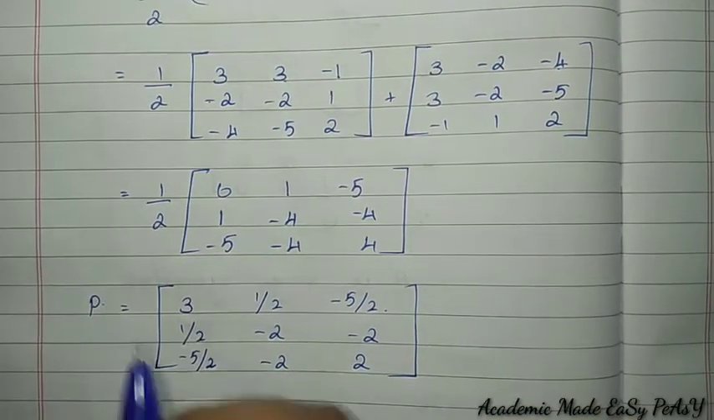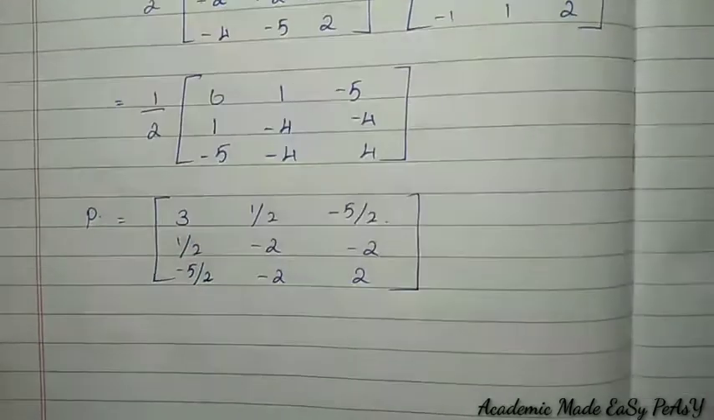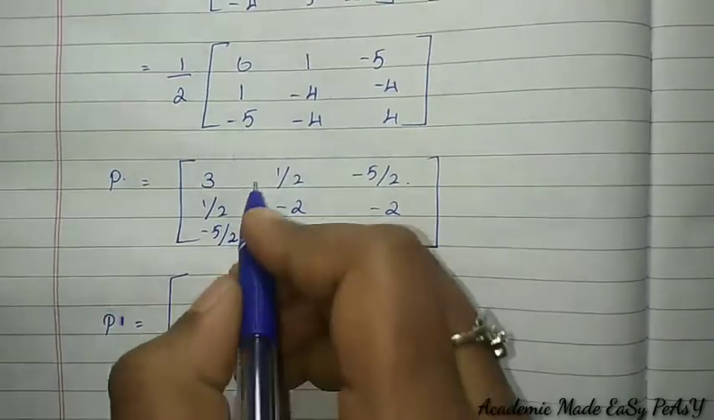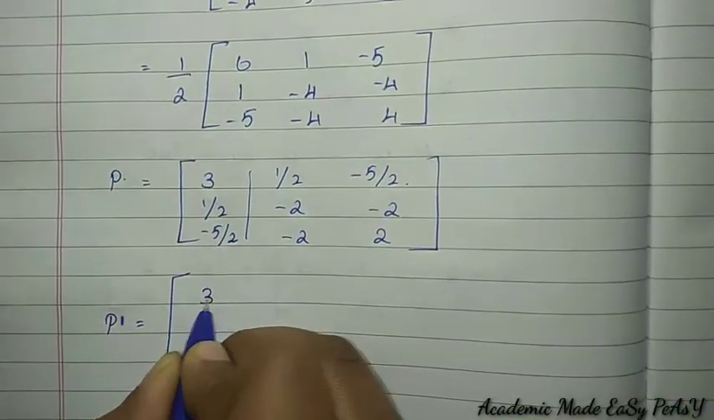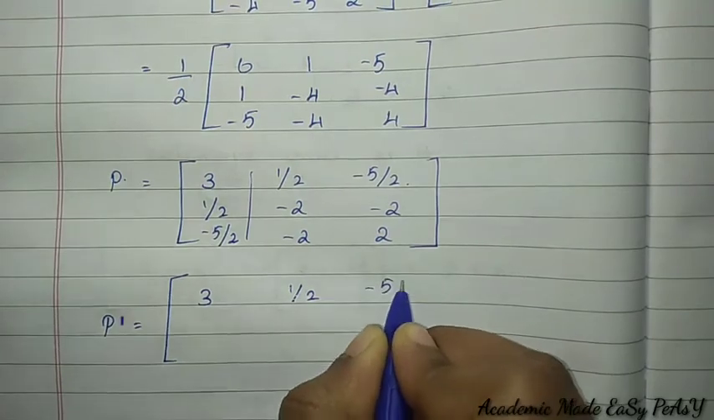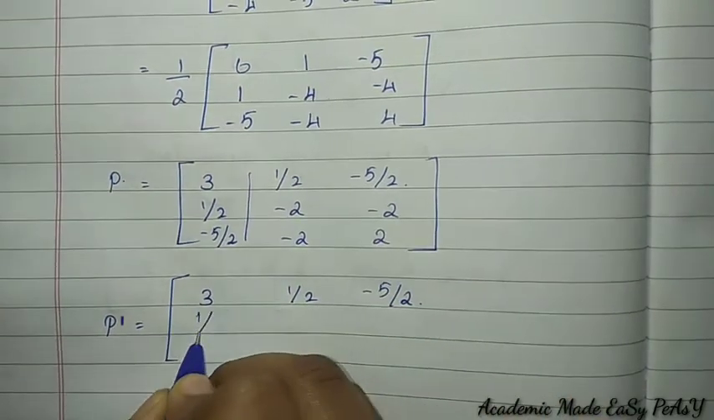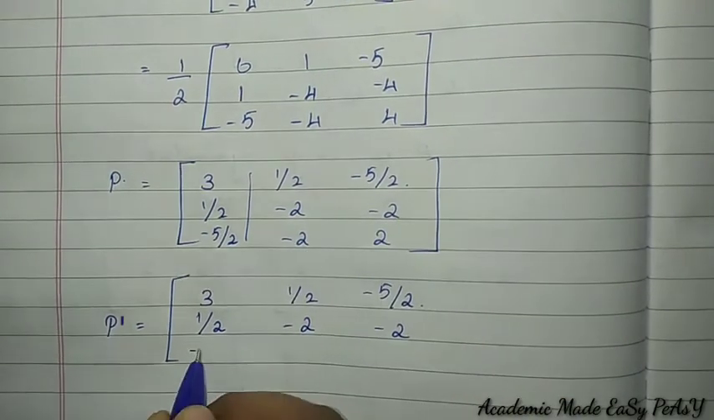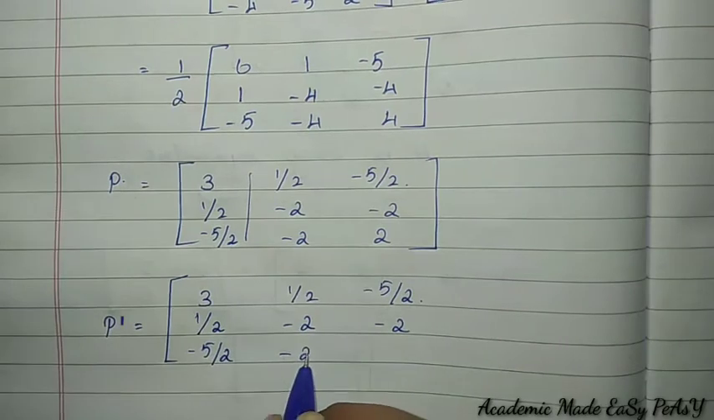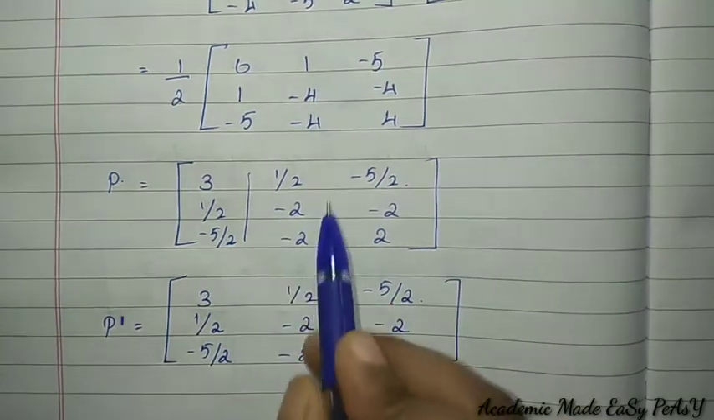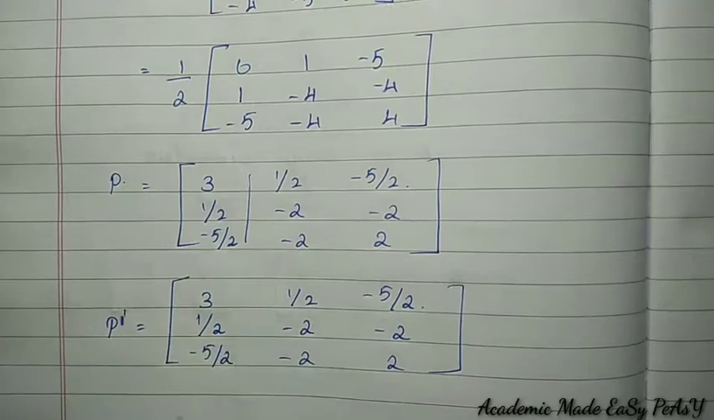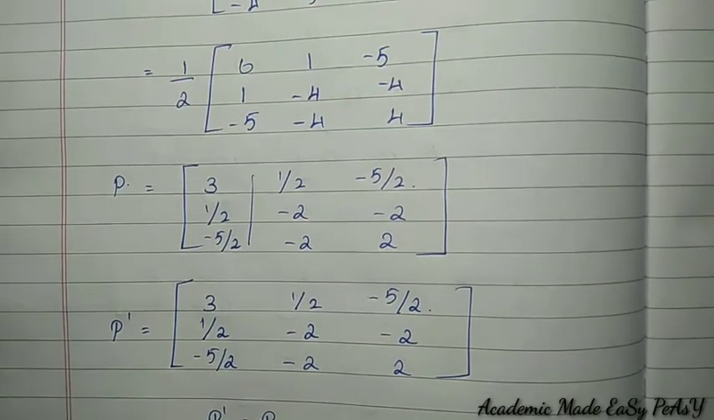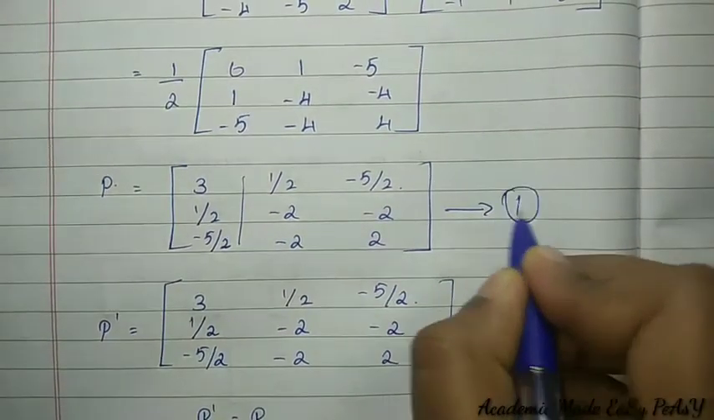So this is my P. Now I will be taking the transpose of P. So this will become my first row: 3, 1 by 2, minus 5 by 2, and this will become my second row: minus 2, and here minus 5 by 2, minus 2, 2. If we check each and every element, it is the same. So P transpose is equal to P. Let this be equation 1.